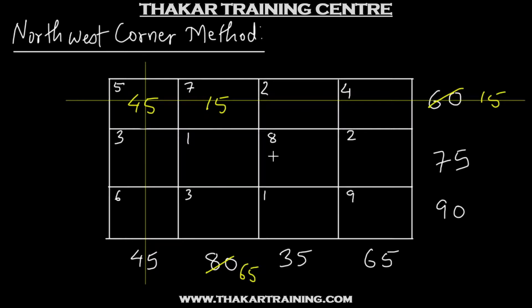So now these cells cannot have any allocations. So once again, from all the remaining cells, we look at the cell which is at the topmost left hand side corner, which is this cell. And the maximum that can be allocated to this cell will be the minimum of 65 and 75, which is 65. So we allocate 65 units to this cell.